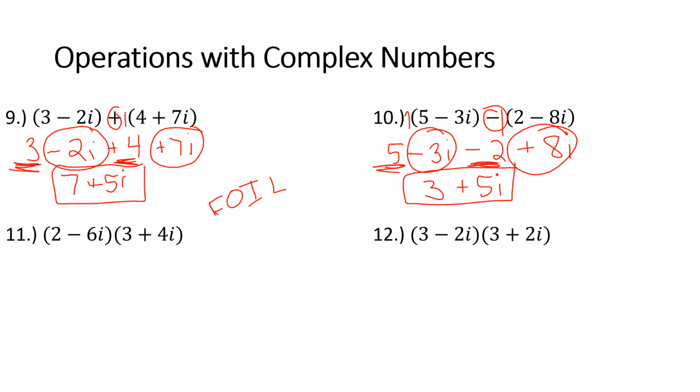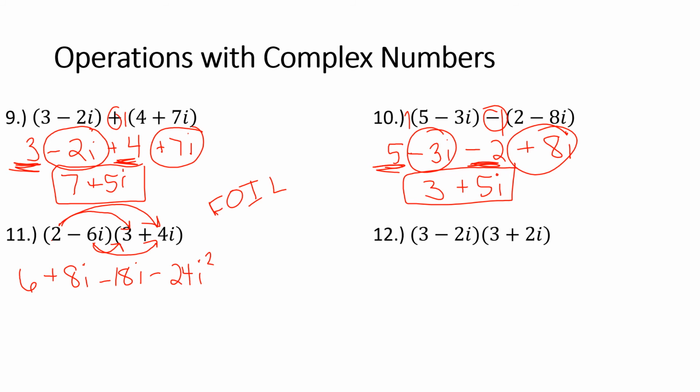You'd start by multiplying the first term in each set of parentheses. 2 times 3 is 6. Then you will move to the outside number, and the outside number in the second parenthesis. 2 times 4i is 8i. Then we'll move to the inside terms. 6i times 3 is negative 18i. And then L, the last two terms together. Negative 6i times 4i would be negative 24i squared. Now the i squared is really important, y'all.